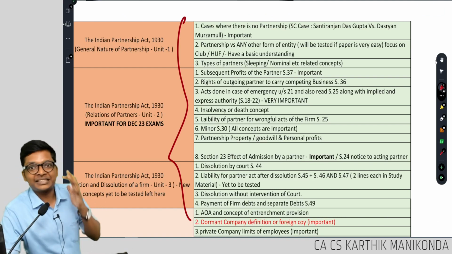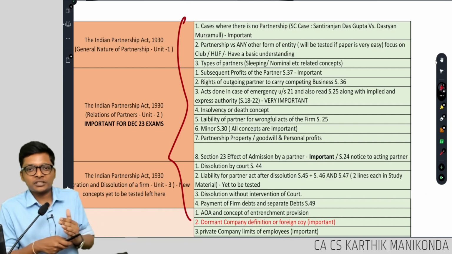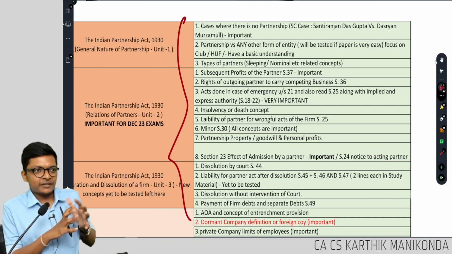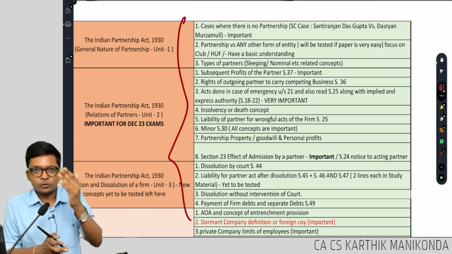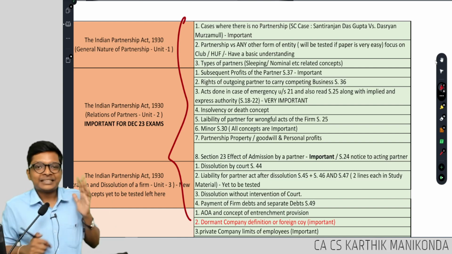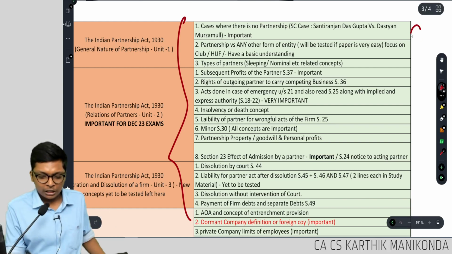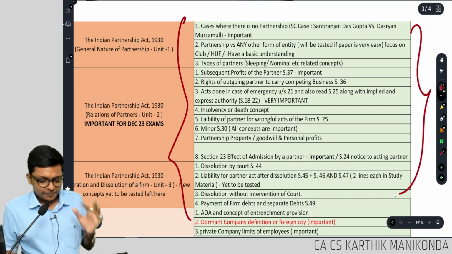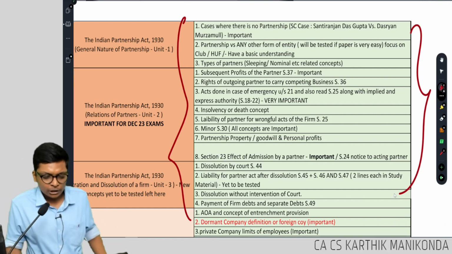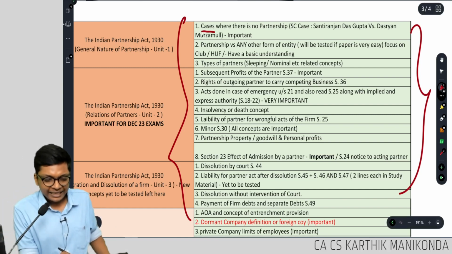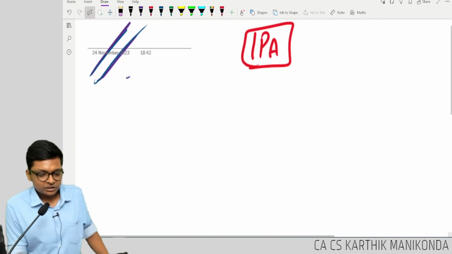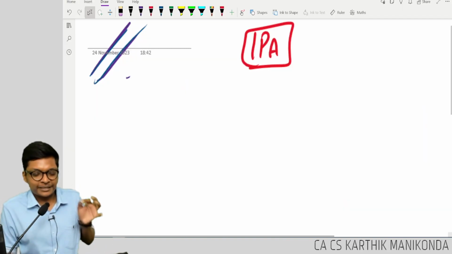Those who want to watch detailed videos, in the description of this video we have a 5-6 hour full revision of partnership. Recording students can go and watch those detailed videos. Now in 45 minutes to 1 hour, I'm going to cover all the important concepts from 3 units. I'll go in the same order. Case where there is no partnership: Shantiranjan Das Gupta versus Dasrayan Murzamul.